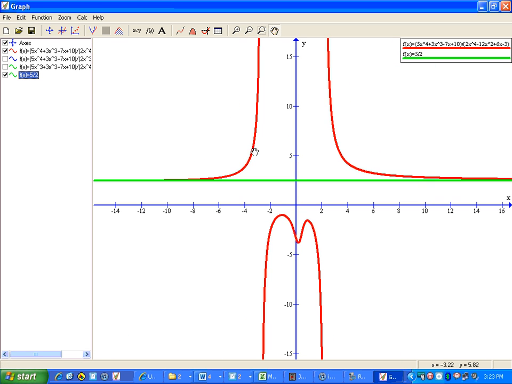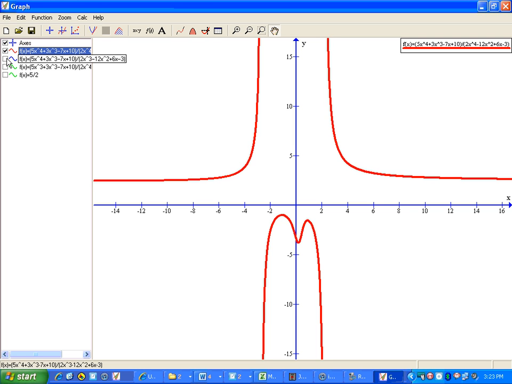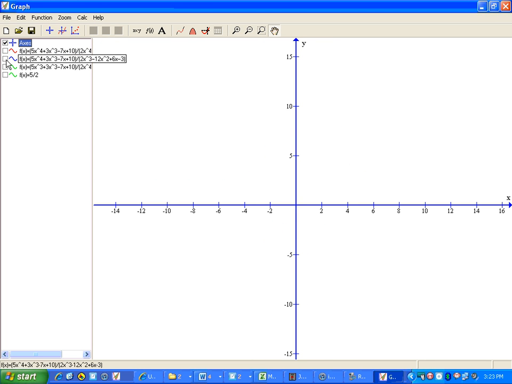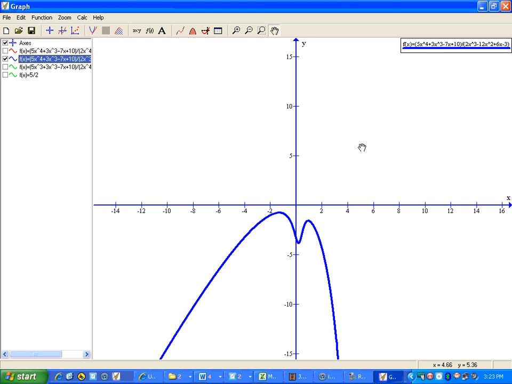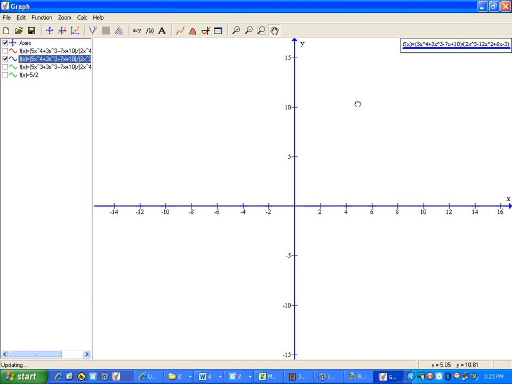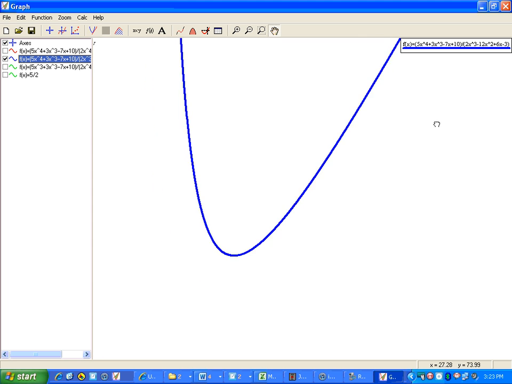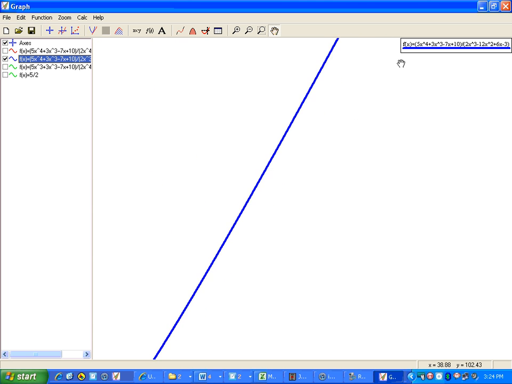So let's zoom back out here and look at the next example. In this one, I've got a power on the top that's bigger than the power on the bottom. My power on top is even, power on the bottom is odd. So as I go to the right, I should be approaching positive infinity. And right now, I can't see that. But if I look up here, here's the rest of my graph, and it is approaching positive infinity.